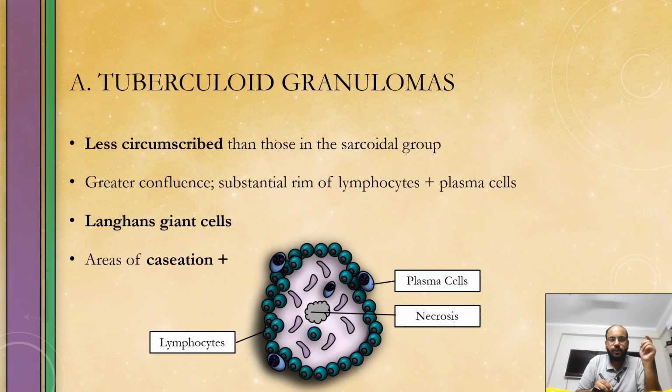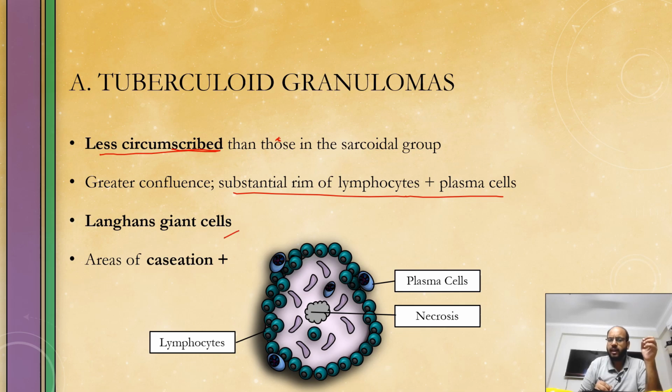So in tuberculoid granulomas, the granulomas are less circumscribed. That means they are not so discrete. The boundaries are a little bit fuzzy as compared to the sarcoidal group. There is greater confluence. By confluence, we mean that the granulomas are together. They are not separate or discrete like what we see in the sarcoidal granulomas. They have a substantial rim of lymphocytes with occasional plasma cells.